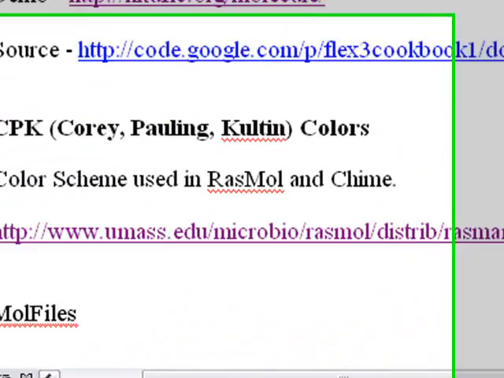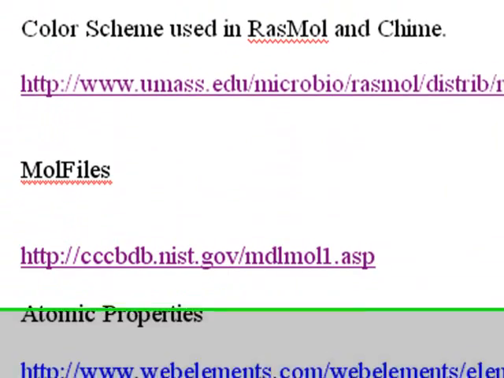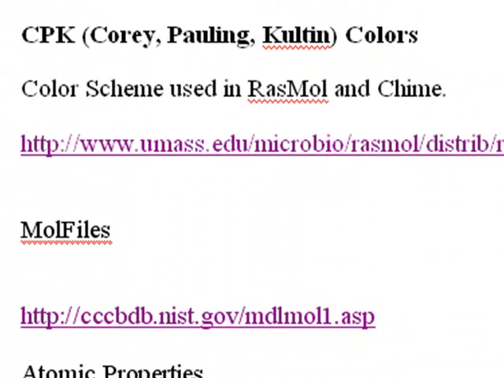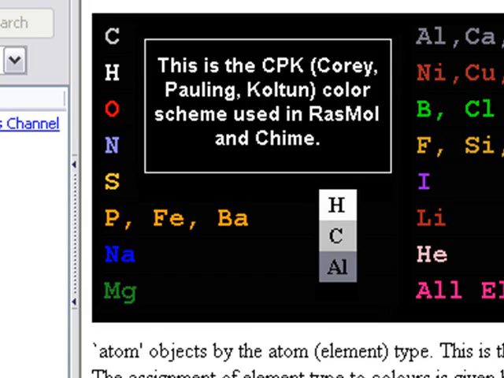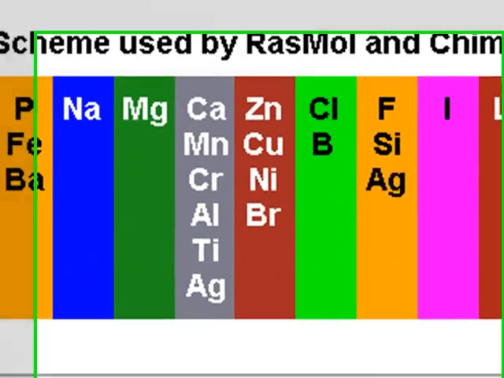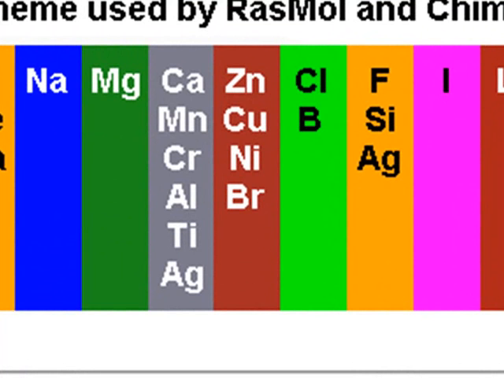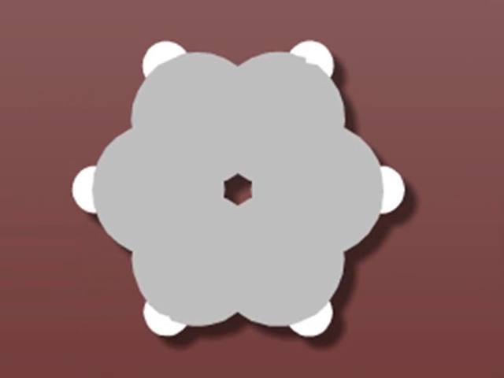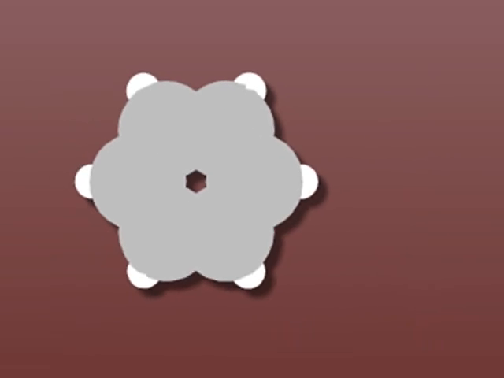Just real quick here, these molecules are colored. There is a color coding called CPK, Corey Pauling Colton colors, and it's the same color scheme used in Rasmol or Chime. We can look at it real quick because it was important in building the actual molecule builder. There are the colors for the different elements, and I actually used this color scheme in the program. Let's take a look at the program real quick.